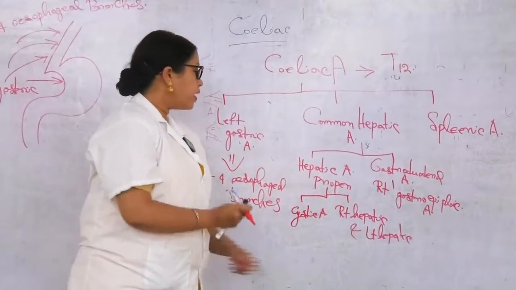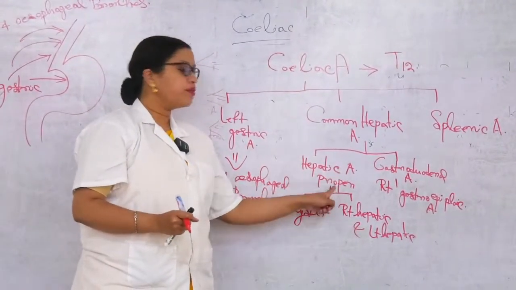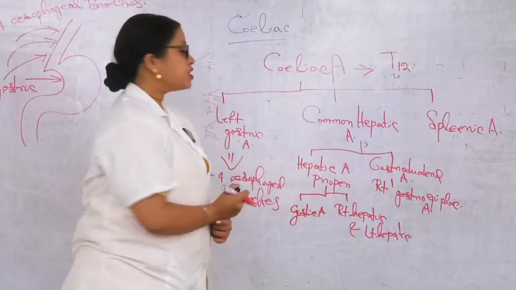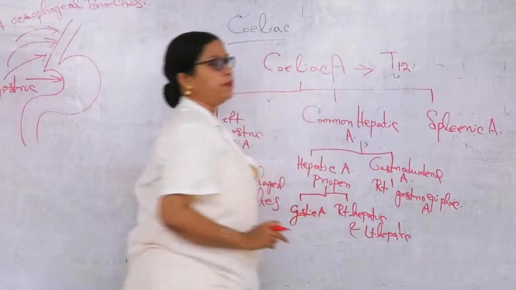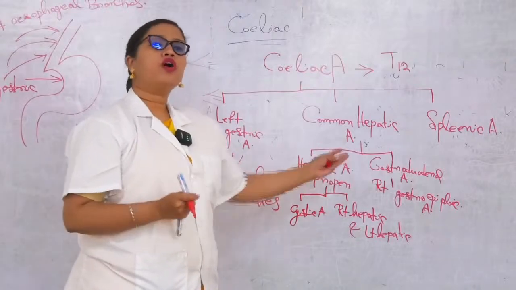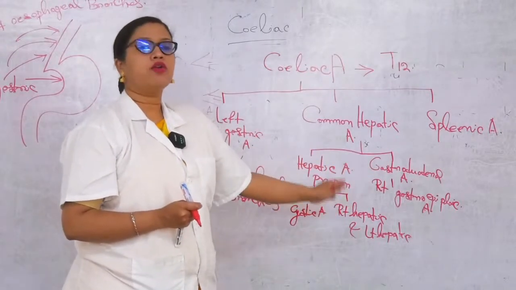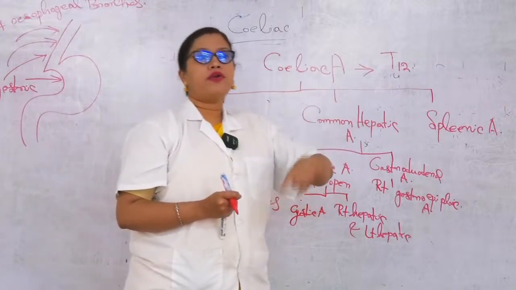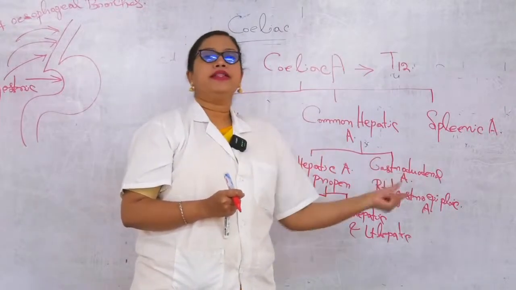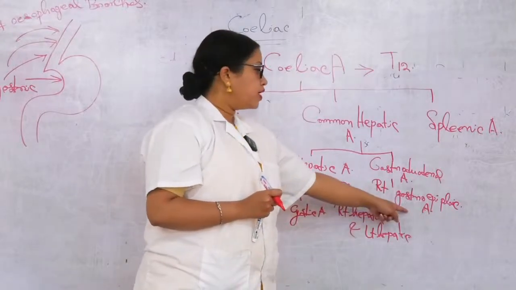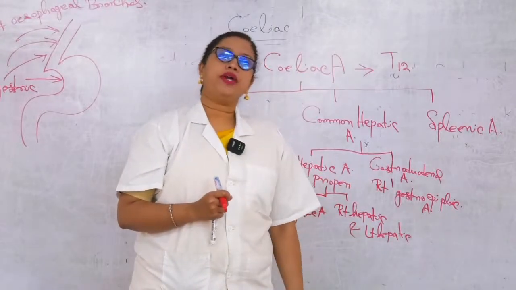Sometimes the cystic artery, instead of coming from the hepatic artery proper, is a separate branch directly coming from the common hepatic. So you could also write that there are three branches of the common hepatic. Understood? One is the hepatic artery proper divided into right and left hepatic artery, then the cystic artery, and the third one is the gastroduodenal artery, which gives the right gastroepiploic artery.